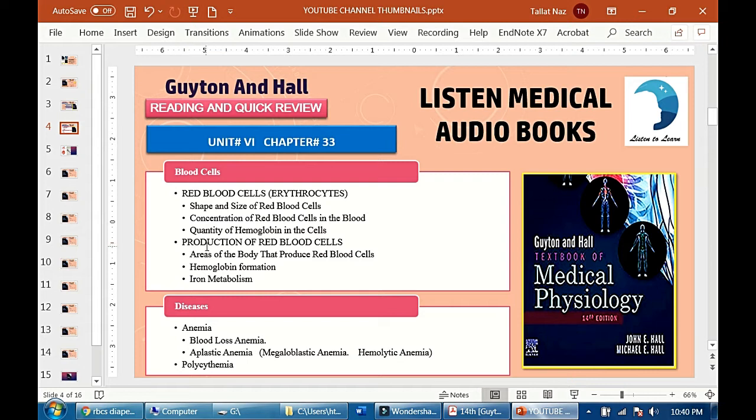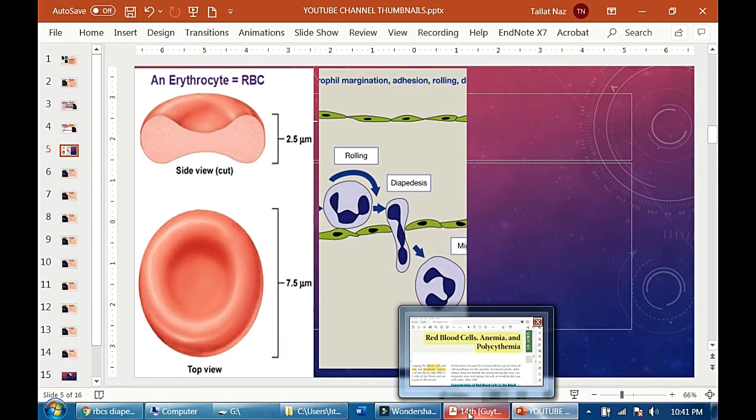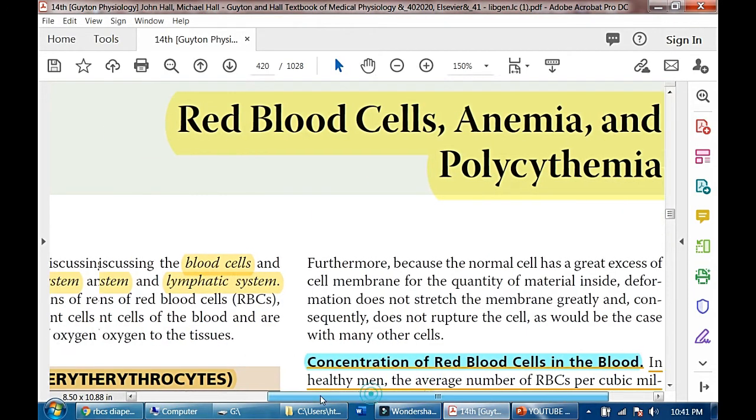The rest of the chapter consists of production of red blood cells, that means how the red blood cells are formed in the body. This heading is further divided into areas of the body that produce red blood cells, hemoglobin formation and iron metabolism. The blood diseases included in this chapter are anemia and polycythemia. Anemia, particularly blood loss anemia and aplastic anemia, and also megaloblastic anemia and hemolytic anemia. In this way we will study anemia and polycythemia.